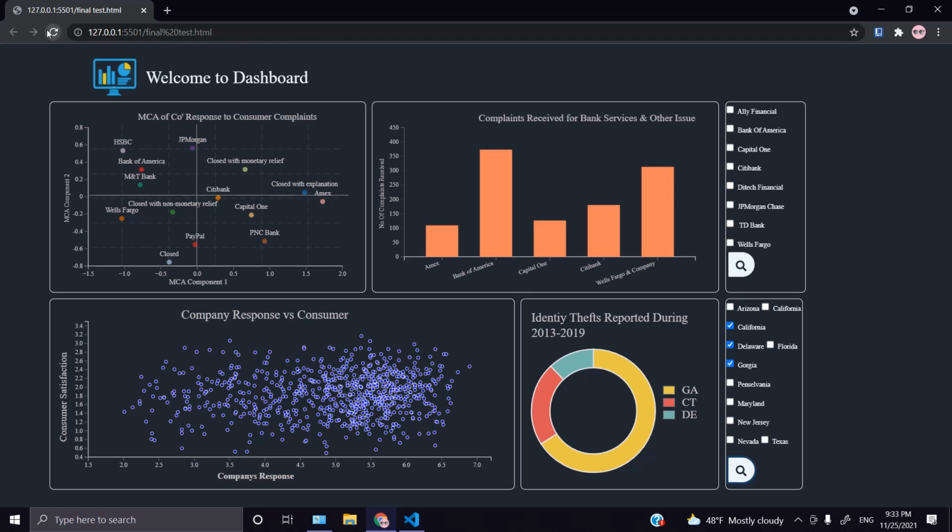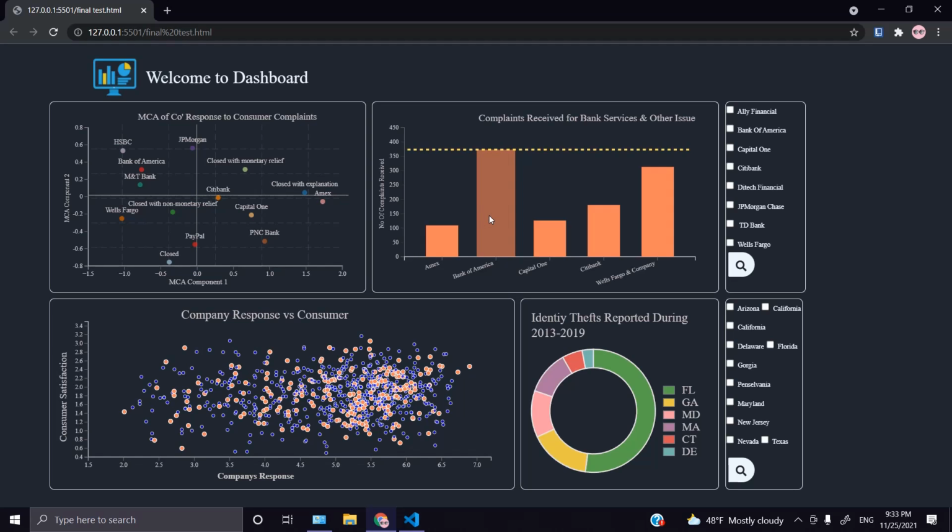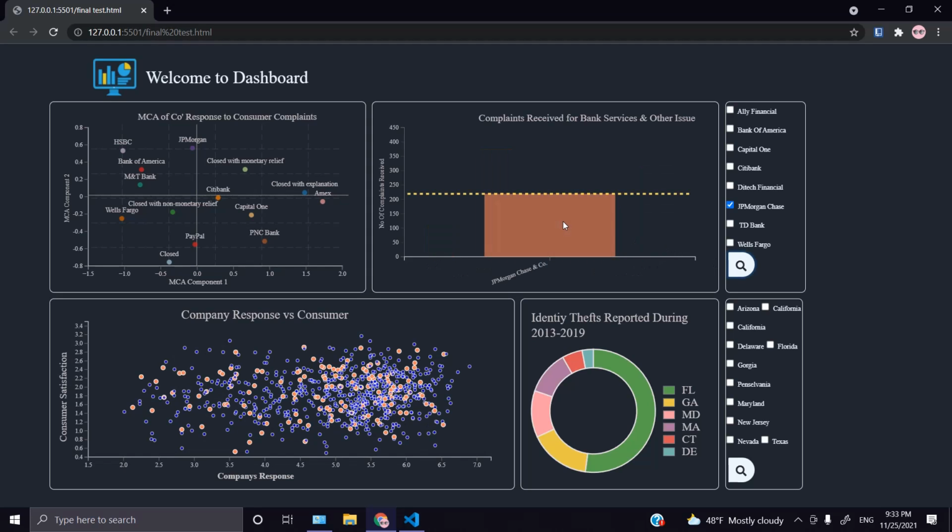In this dashboard, my whole motivation was to find a pattern related to their consumer services. If I work in conjunction with all three charts, such as MCA, complaints received, and how they are responding, we can easily say that there is some kind of pattern. For example, if I go only for JP Morgan, they close most likely with monetary relief.